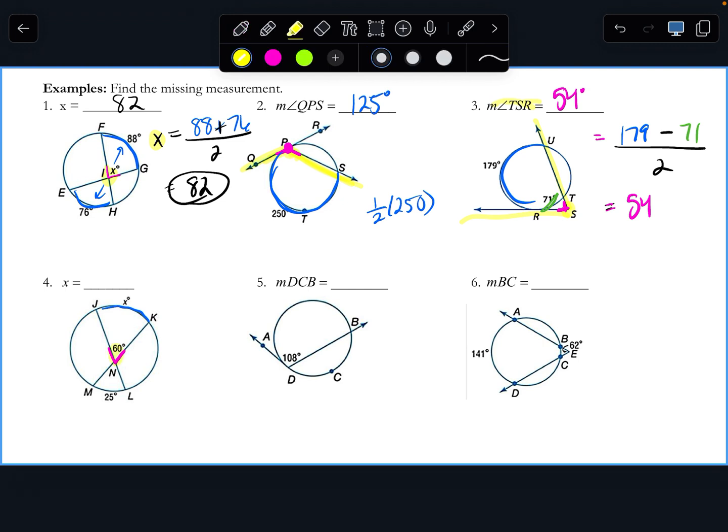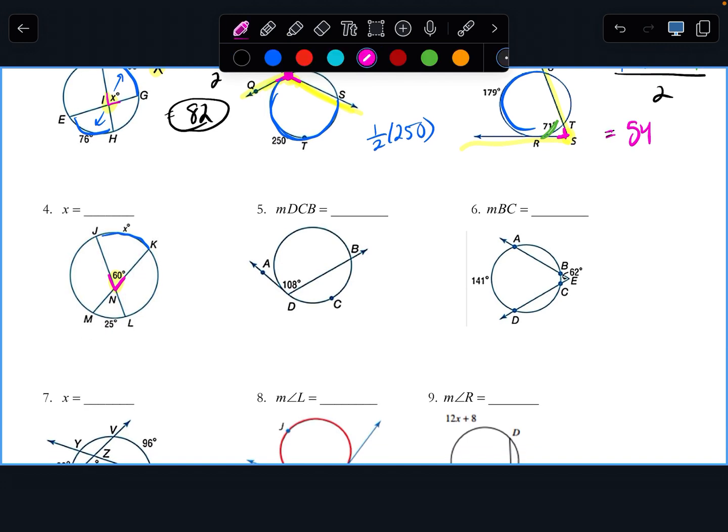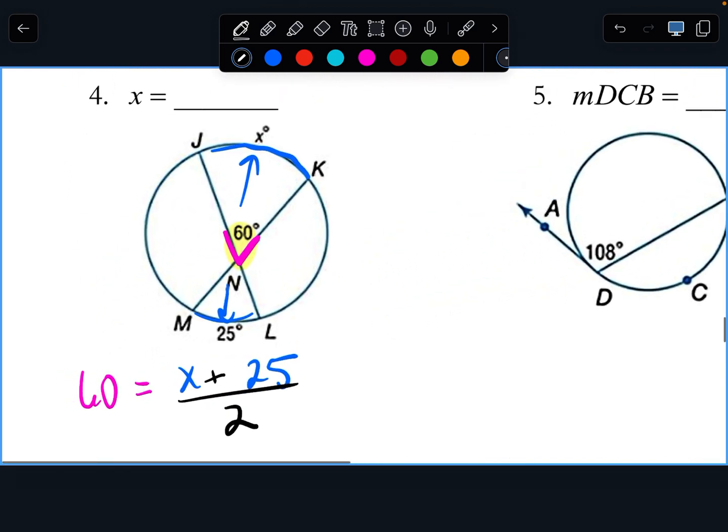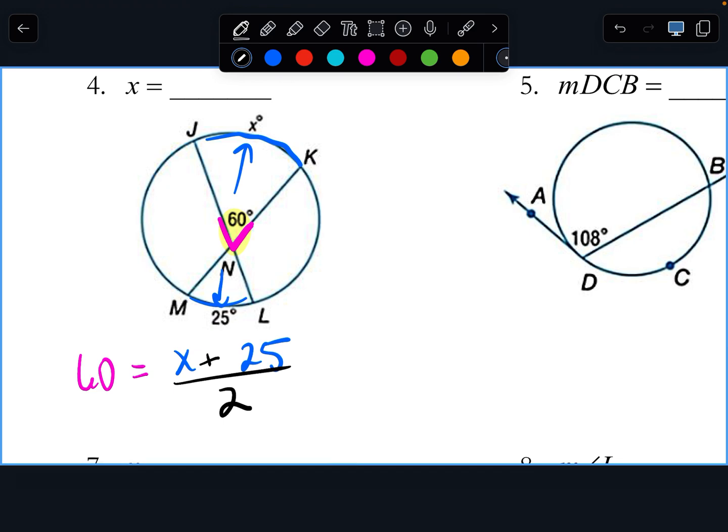So instead of solving for it, you're given it. So you're gonna do 60 equals, and then for that formula, you average the arcs. So now your x is in the problem, if that makes sense. So you're going to add them, divide by 2, and now you're just solving cutesy little algebra stuff to figure it out. Here, we can zoom in.